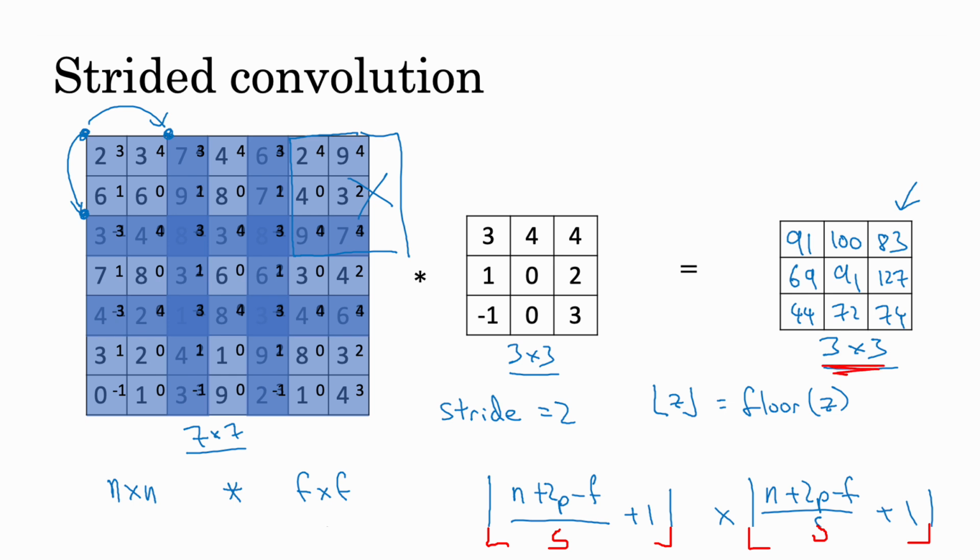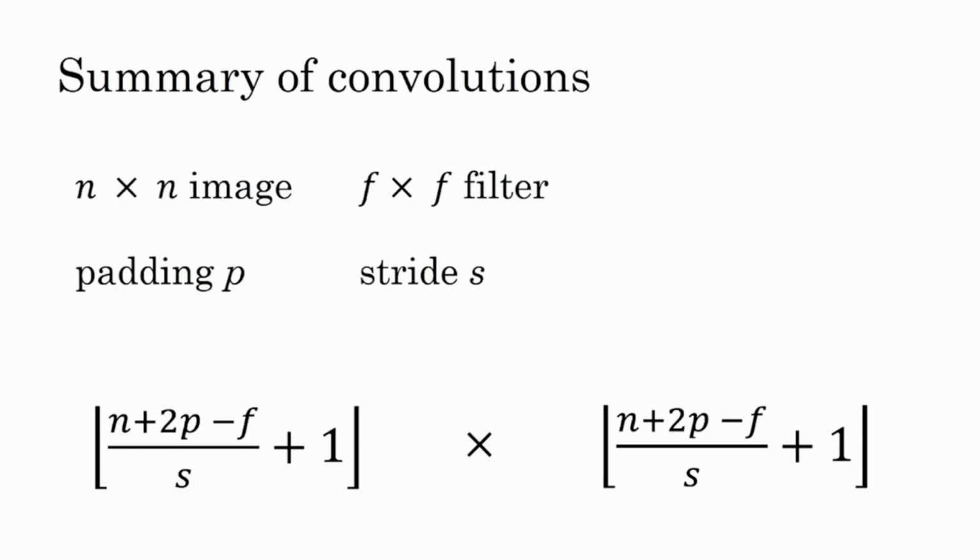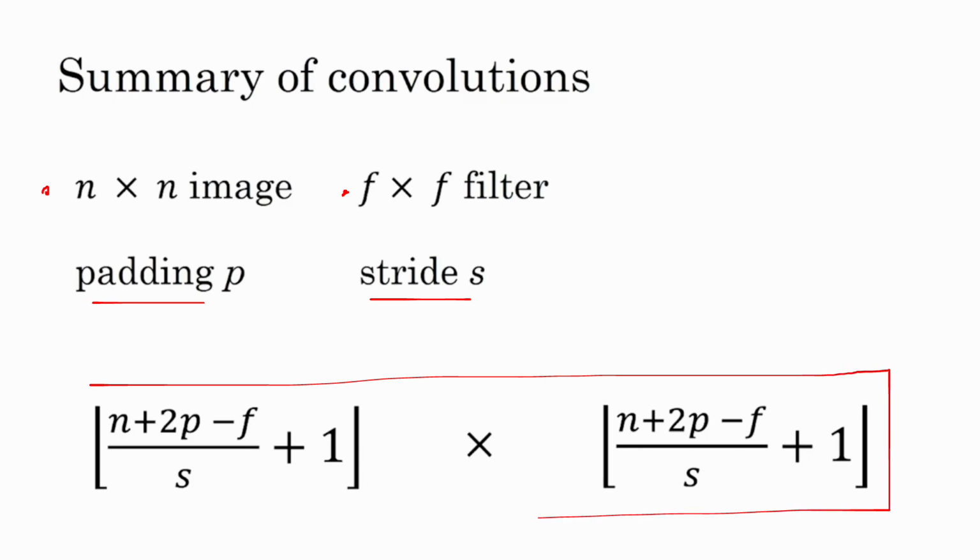If we talk about a summary of the convolution, we have an n by n image convolved with an f by f filter. We can set padding, we can set stride, and this is a formula that compiles all the key concepts: n is the initial image size, p is the padding which you are putting in, f is the filter size, s is the stride. By using this you can get the output size, so that will help you decide the architecture of the neural networks which you will be working upon.